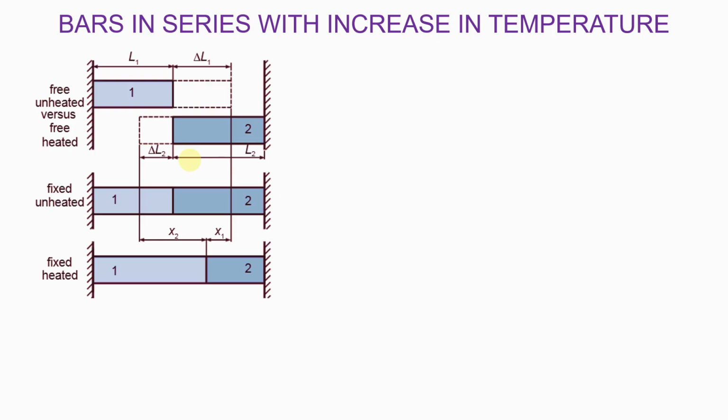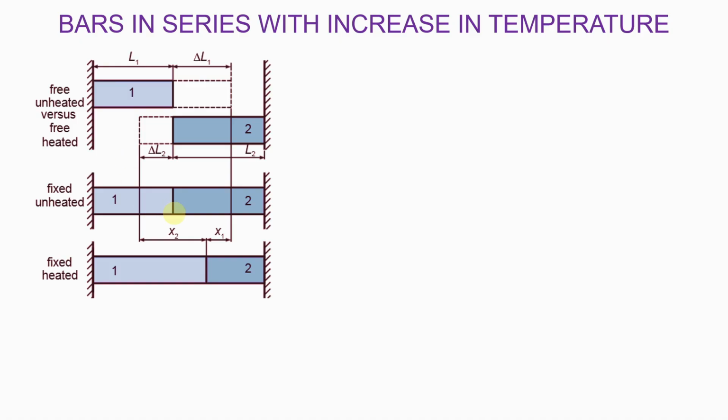Now, because we're dealing in this case with a situation where we increase the temperature, if we increase the temperature, what will happen to bar 1? Bar 1 will stretch by this amount, delta L1. This is the amount by which bar 1 is going to stretch. If you increase the temperature of bar 2 by the same amount, bar 2 stretches by this amount, delta L2. So you can see how these two bars would stretch if we increase the temperature.